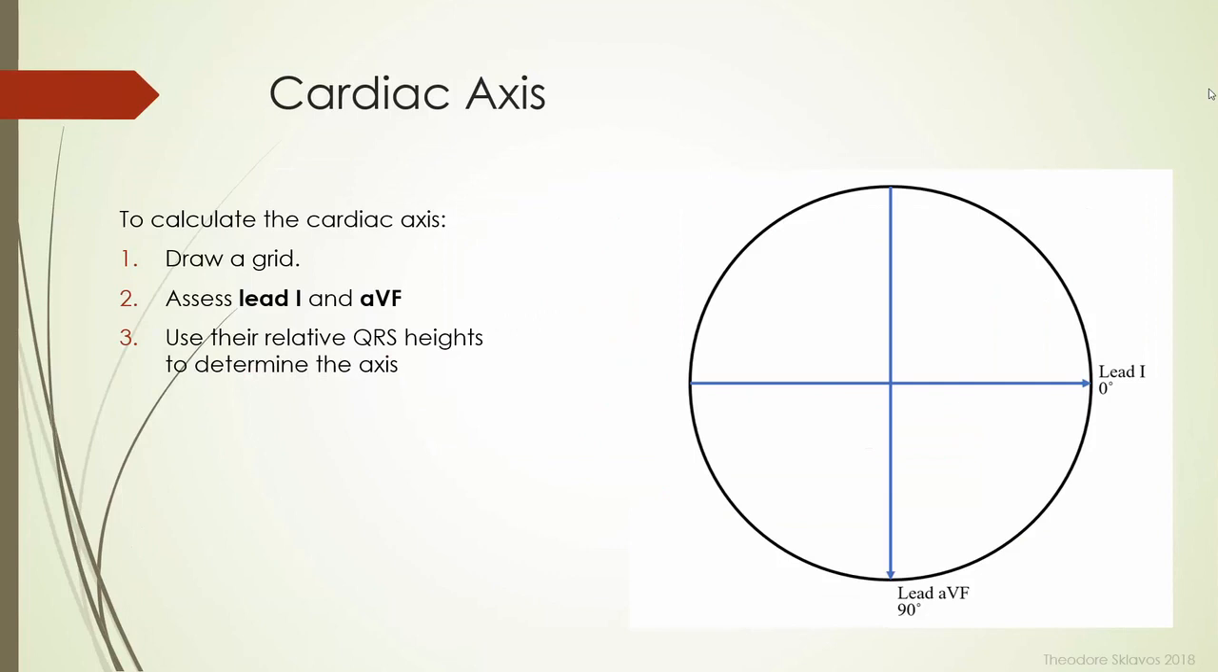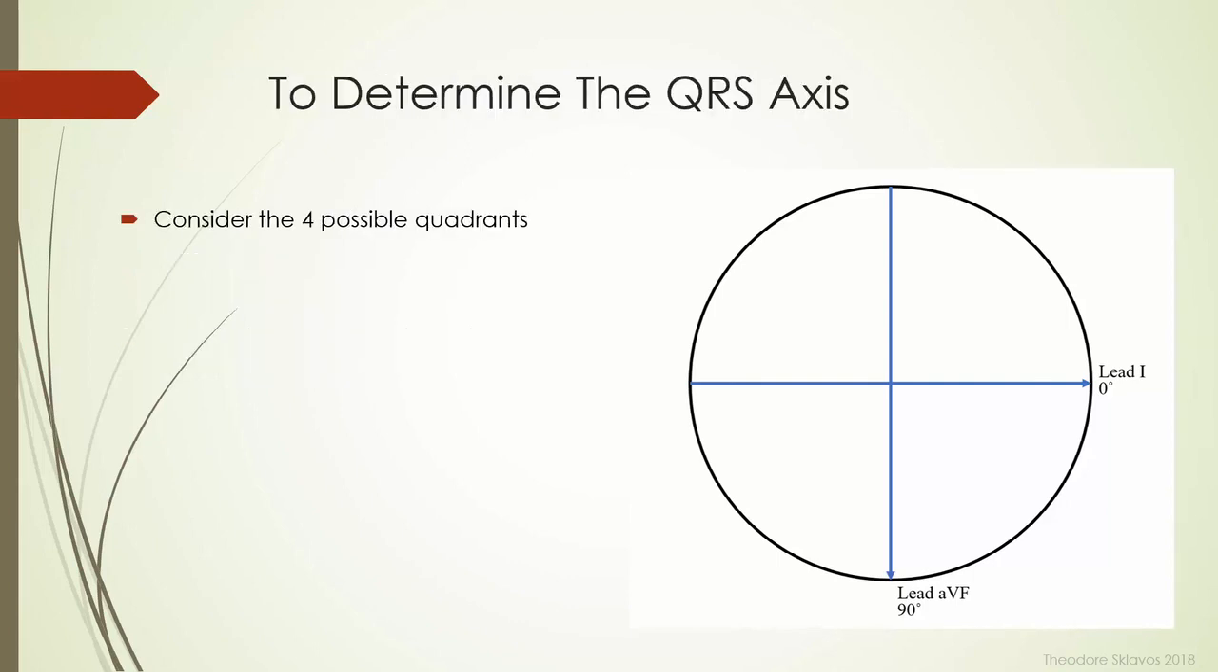So how do you actually calculate the axis? Well, I'd recommend you start by drawing a grid, then looking at leads 1 and AVF, and then look at the relative heights of the QRS complexes in those leads, and that will tell you the axis. So putting that into practice, here we go. We start by looking at lead 1. Now the reason we've chosen these leads is lead 1 is nice and horizontal, straight out to the left. AVF is straight down, at 90 degrees to lead 1, it gives us a grid.